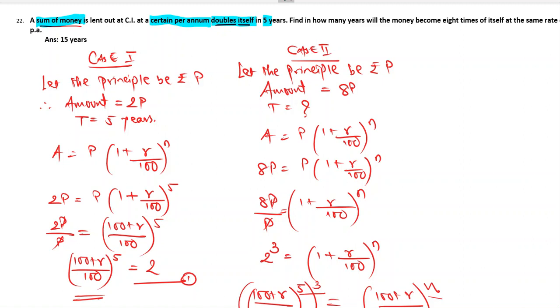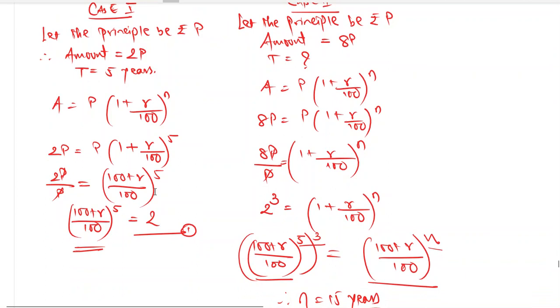Find in how many years the money becomes 8 times of itself at the same rate of interest per annum. So we don't know the principal, we don't know the amount, we don't know the rate. We just know that the money becomes double in 5 years. In how many years will it become 8 times?